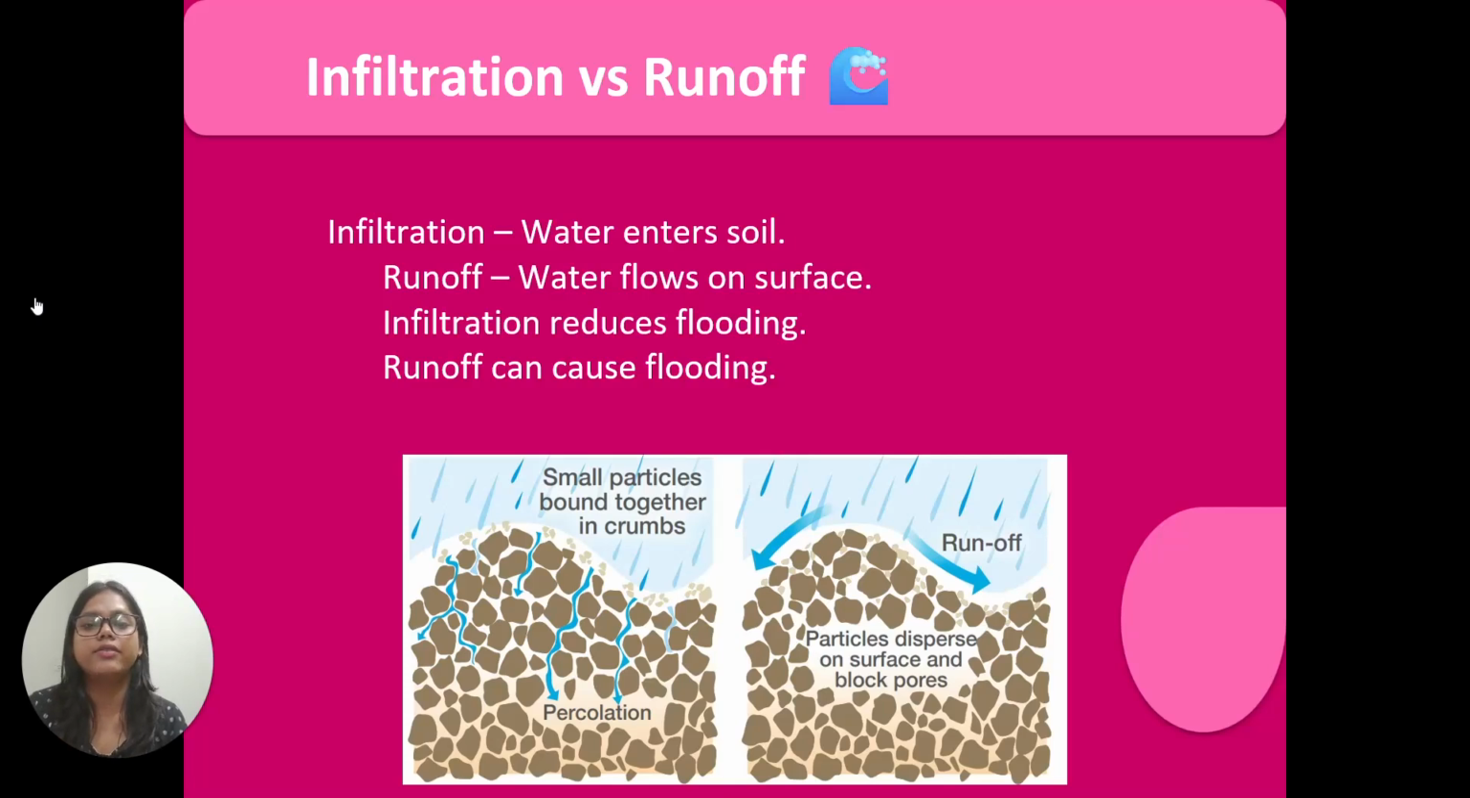Now let's understand the difference between infiltration and runoff. Infiltration means water enters the soil. Runoff means water flows on the surface. More infiltration means less flooding, and more runoff means higher chances of flooding. So infiltration is helpful while excessive runoff can be harmful.